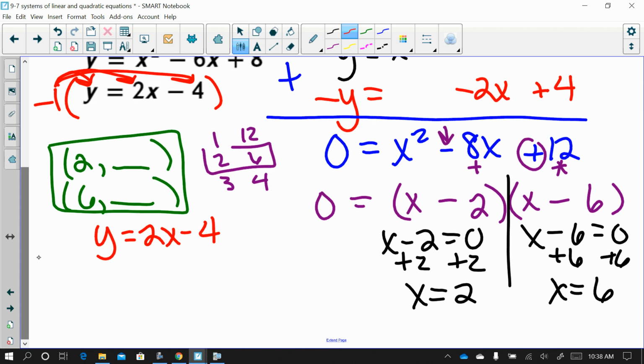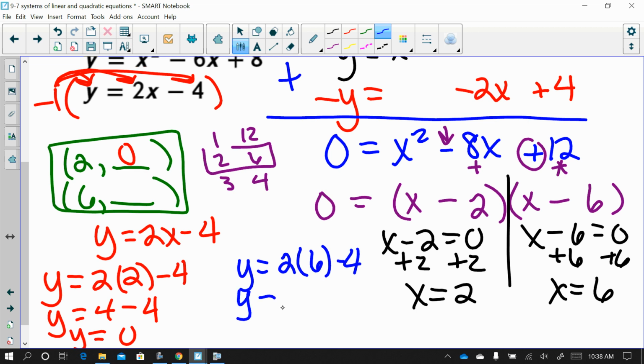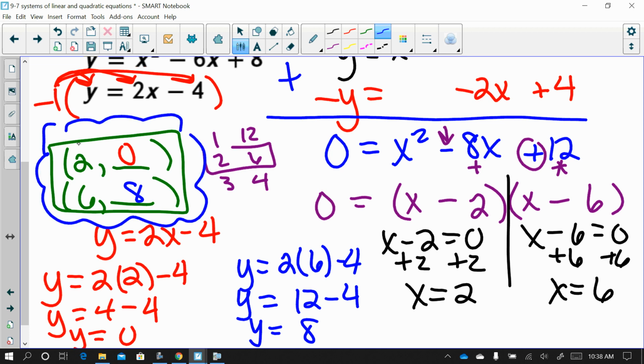So the first thing I'm going to plug in is 2. So y equals, instead of writing x, I'm going to write 2 minus 4. 2 times 2 is 4. 4 minus 4 is 0. So my first point is 2, comma 0. I'm going to do the same exact thing, but now I'm going to use 6. So y equals 2, instead of x, I'm going to write 6 minus 4. 2 times 6 is 12, minus 4 is 8. So my second answer is 6, comma 8. Once you have your 2 solutions, you are done.